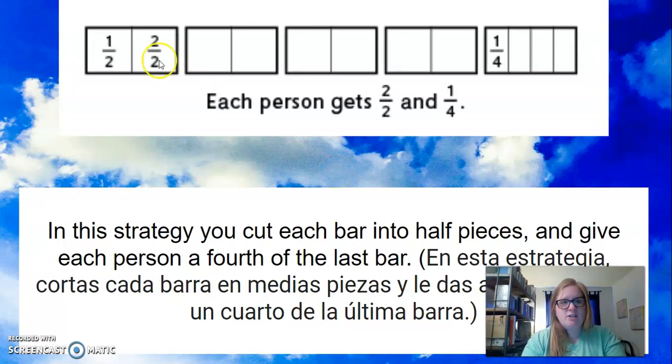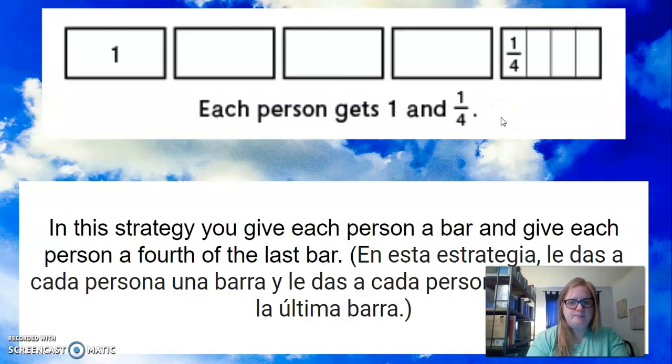In this strategy, you could cut each bar in half, right? So this one's for me, this one's for Ella Grace, this one's for Josiah, this one's for Noah. And then you keep going like that. And then at the last bar, you actually cut it into fourths. So we each get 2 halves and 1/4, okay? Or lastly, in this strategy, you give each person 1 whole bar because there's 4 of us, right? So each of us gets a bar, and then we're only splitting the last one, okay? And then each of us gets 1/4.